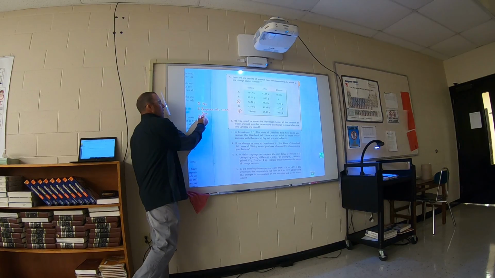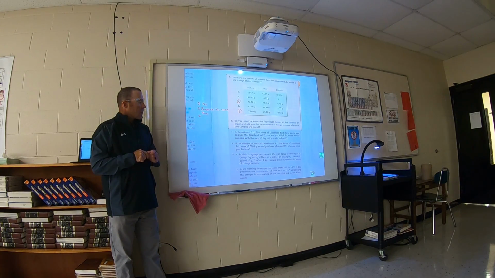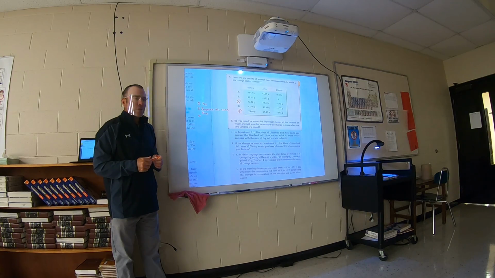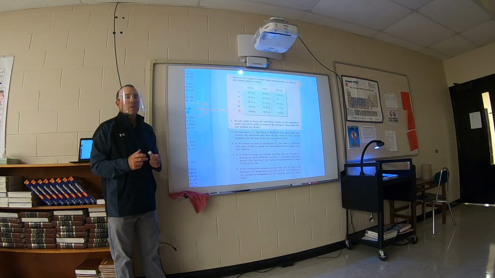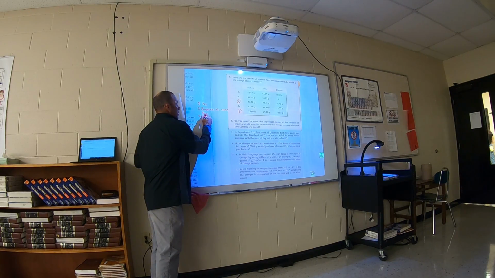Number 4, if the change in mass in experiment 2.1, the mass of dissolved salt, were negative 0.0001, so negative 1/10,000th of a gram, would you have observed this change using your balance? Well, we can only estimate to the hundredths place, so for number 4, that's going to be no.